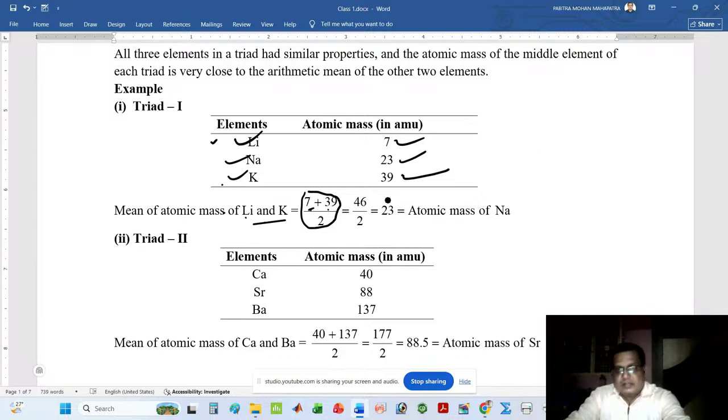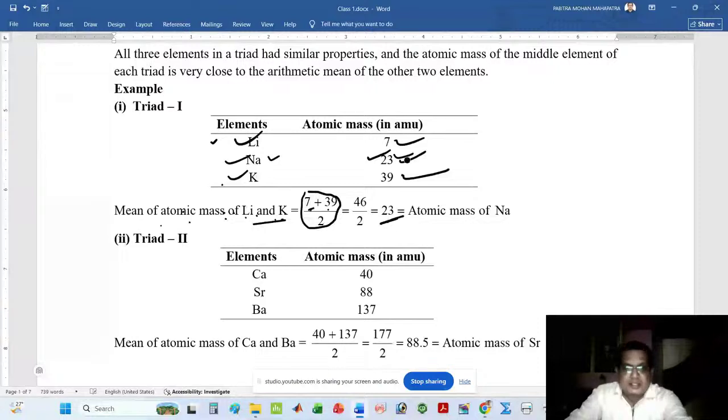If you will solve this, then you will find 23. It is the mean of atomic mass of lithium and potassium. Look at that. Here, atomic mass of sodium is also 23. Mean of atomic mass of lithium and potassium is what? 23. Atomic mass of sodium is also 23.